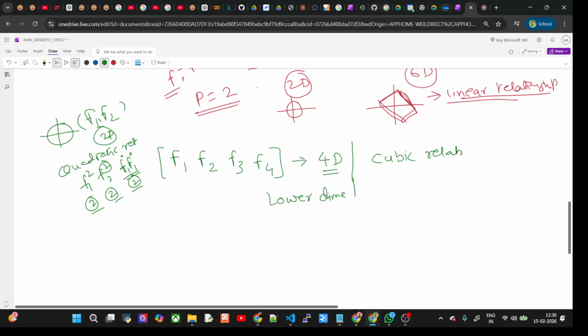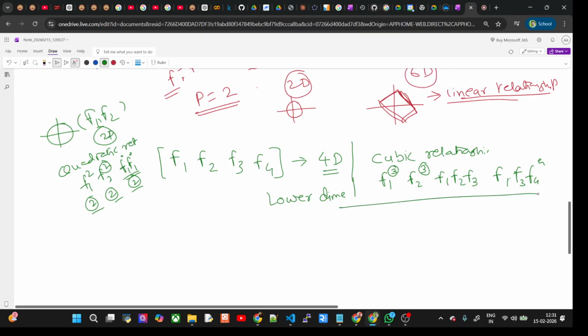So for example, cubical: f1 cube or f2 cube or f1 f2 f3. Or you can maybe take f1 and, not f2 square, but yes, we can take f2 square also. But here you are trying to see the cubical relationship of the points. So here you will get a clear idea.